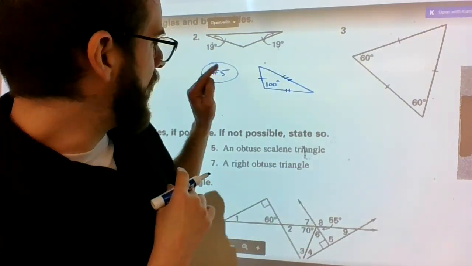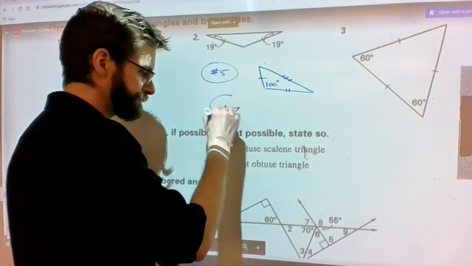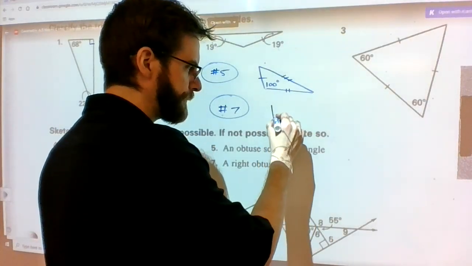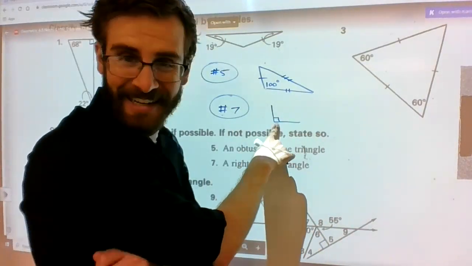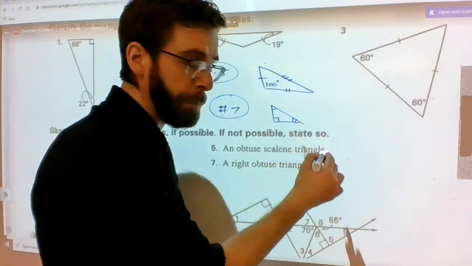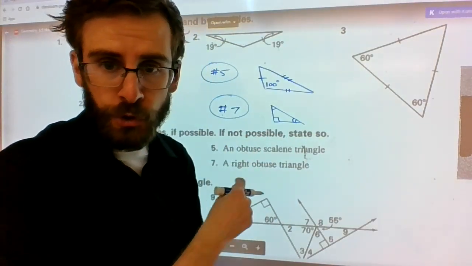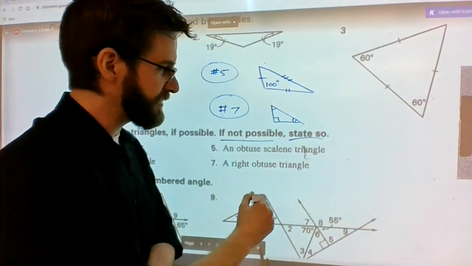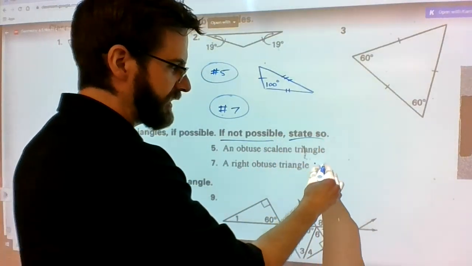Okay, number 5. Obtuse scalene triangle. Number 7. A right obtuse triangle. So it's got to have a right angle here. And, well, hold on. If this angle is 90 degrees, then that means that the most that angle A plus angle B measure up to is 90 degrees. It's not possible to make a right obtuse triangle. So it's not possible. If not possible, state so. A right obtuse triangle is not possible.